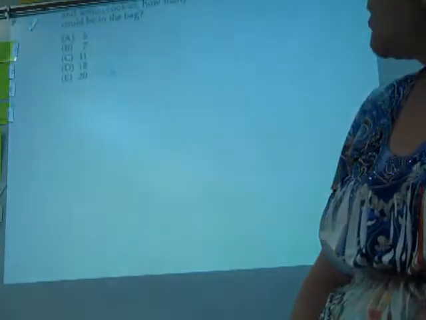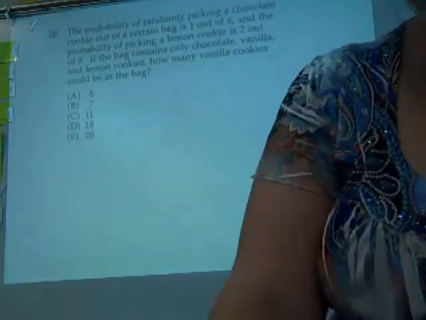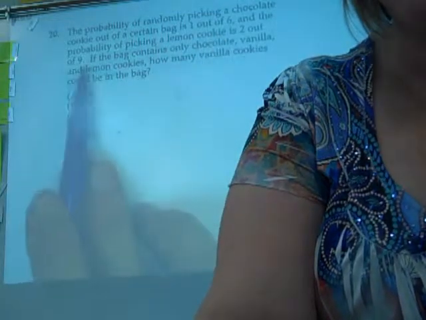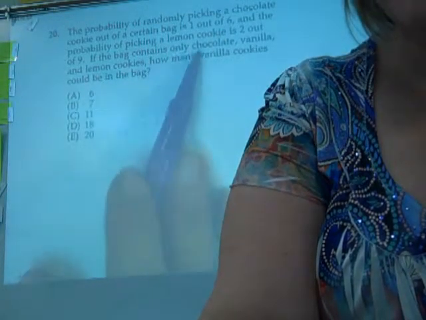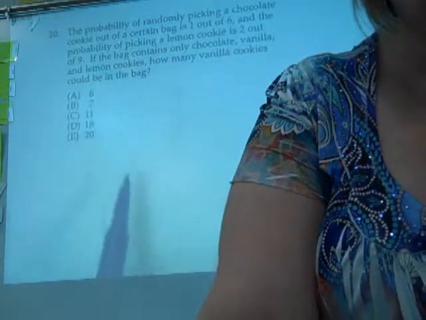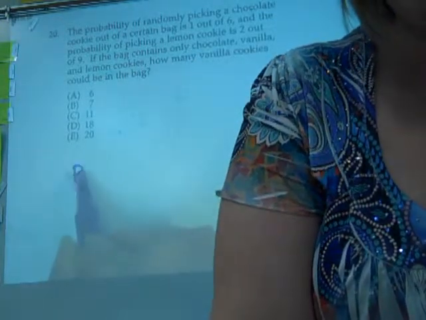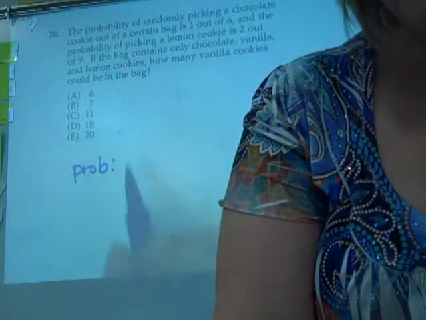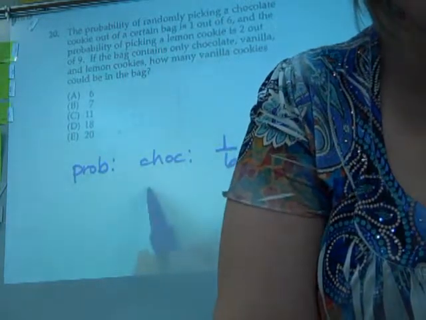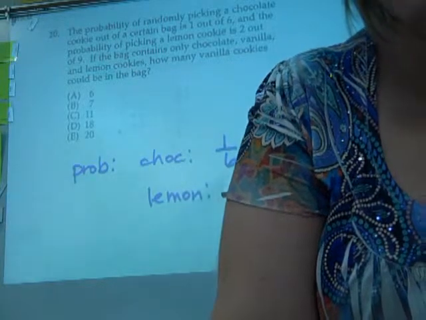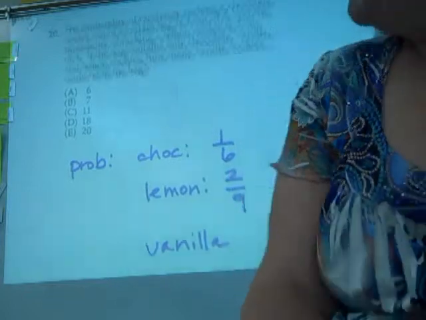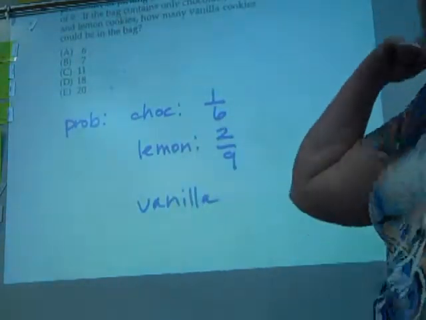All right. The probability of randomly picking a chocolate cookie out of a certain bag is 1 out of 6, and the probability of picking a lemon cookie is 2 out of 9. If the bag contains only chocolate, vanilla, and lemon cookies, how many vanilla cookies could be in the bag? Okay, so the probability of picking a chocolate one is 1 out of 6. Lemon is 2 out of 9. So what's the probability of picking vanilla? Can you figure it out?